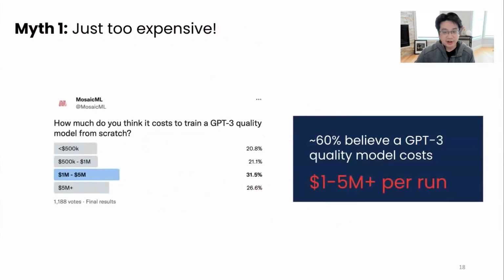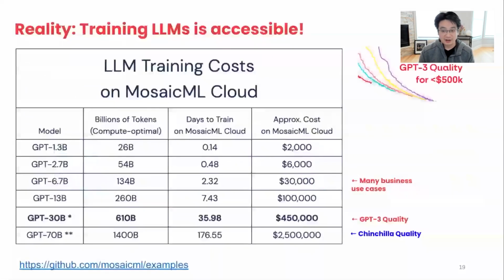So we actually put out a Twitter poll late last year asking people, how much does it cost to train a GPT-3 quality model from scratch? And from the polls, at least on Twitter, very unscientific, it seems like a large majority believe that it takes $5 million plus to train some of these models. But the reality is that training large language models is actually very accessible.